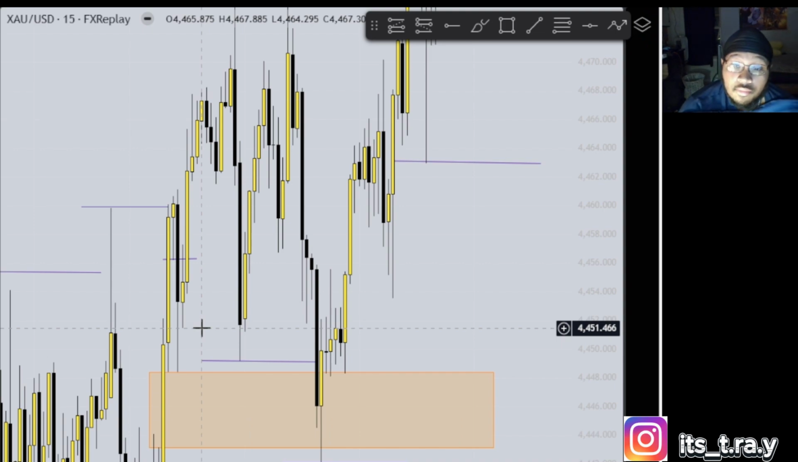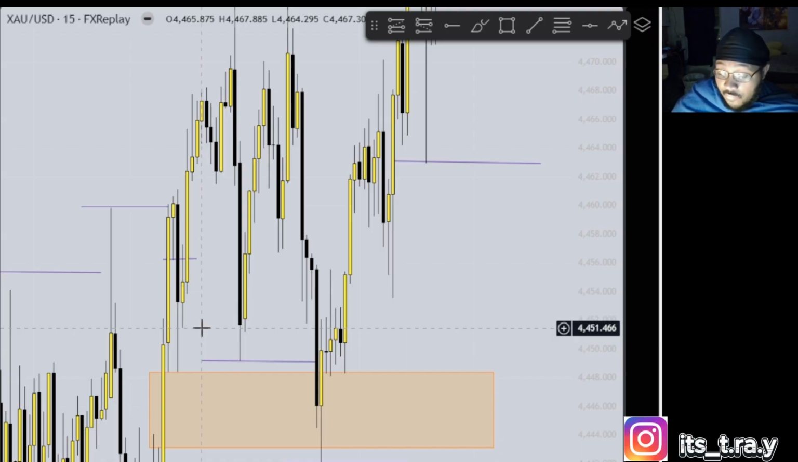So that's how you find fair value gaps. Remember, they're a 3 candle sequence, and how you spot them is there needs to be a space between the first candle's wick or body and the third candle's wick or body. Typically it's gonna be wick to wick, but I'm saying wick or body just in case there's an instance where candle 1 and 3 don't have wicks.